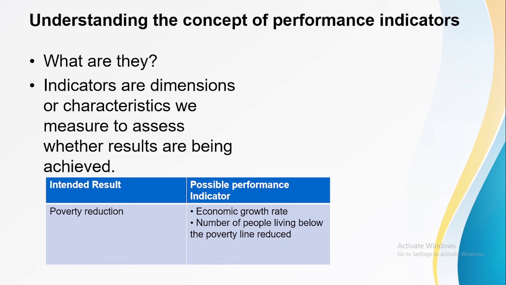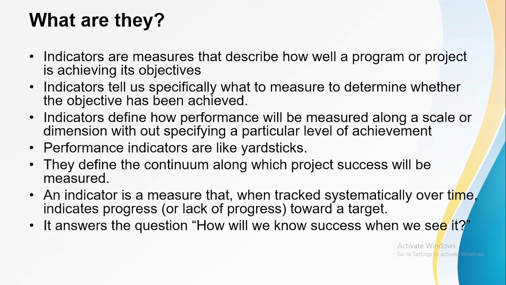So they help us to show progress towards an achievement. So we want to achieve poverty reduction. What will help us show that we've reduced poverty? One would be the economic growth rate. When we have an improvement in the economic growth rate, and the number of people who live below the poverty line has reduced, it will help us know that poverty has reduced. So whenever you're coming up with indicators, have that concept in mind. What can help me know that I've actually attained this result?